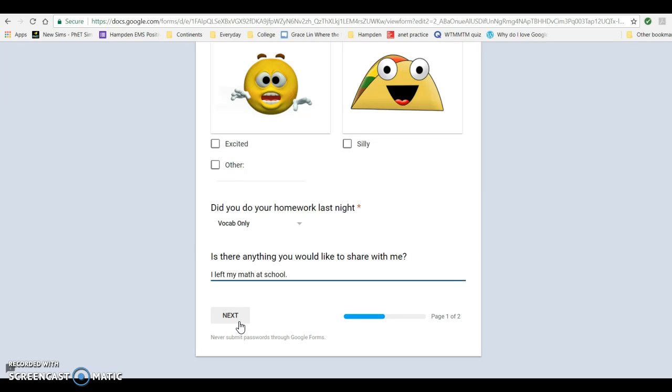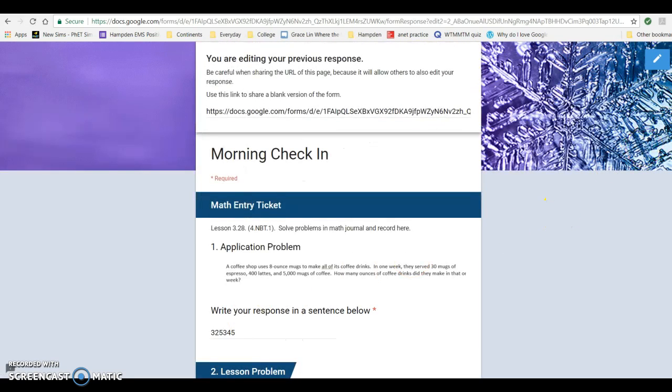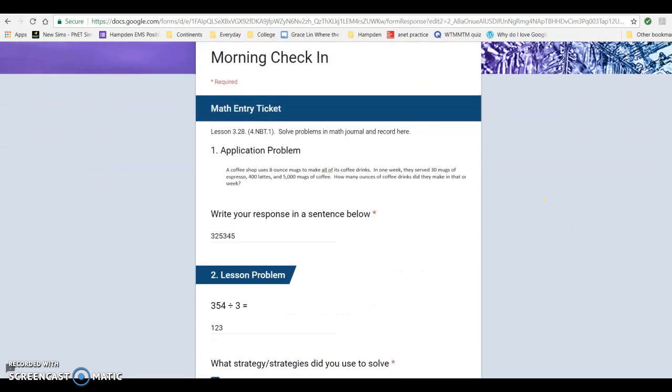Or maybe something really great happened, and instead of everyone rushing to me in the morning saying, "Ms. Schumacher, guess what happened?", write it on your entry ticket. And then they know, oh, I can tell her on my entry ticket and she'll see it. And it won't be so overwhelming for me. And it will hopefully motivate them to want to share more. After they do that, there's a second page of the morning check-in, or this entry ticket, and that is this math entry ticket portion.